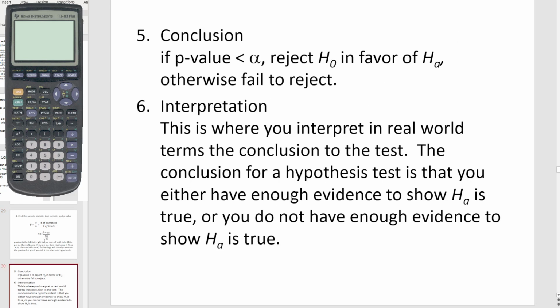The conclusion is if the p-value is less than our alpha, we reject the null hypothesis in favor of the alternate hypothesis. Otherwise, we fail to reject the null hypothesis. And the interpretation is where you interpret in real-world terms the conclusion to the test. The conclusion for a hypothesis test is that you either have enough evidence to show that the alternative hypothesis is true, or you do not have enough evidence to show that the alternative hypothesis is true.